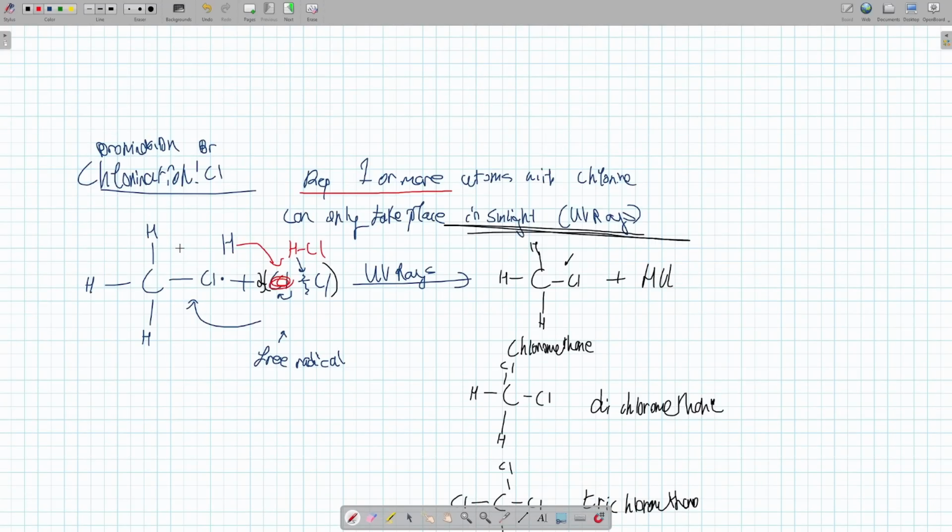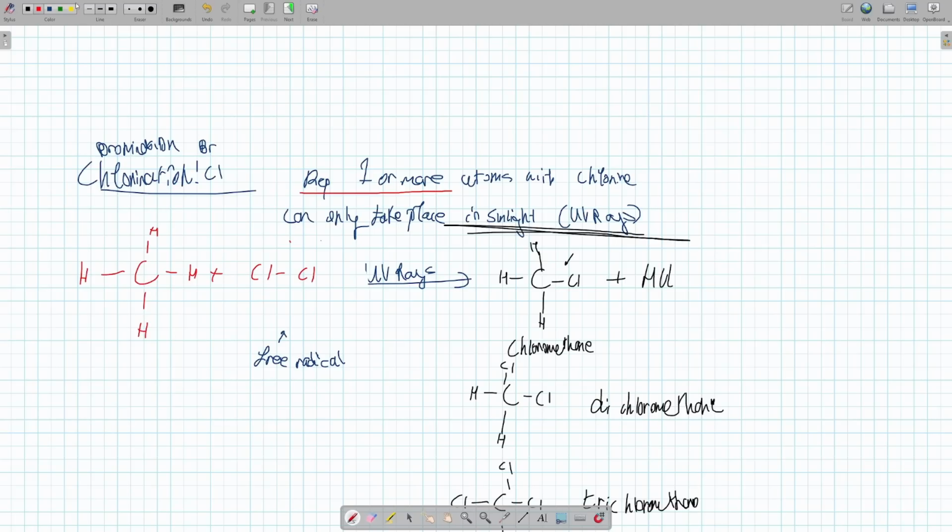Like I told you, you have an alkane over here. You have alkane plus a ClCl molecule. Let me use my bigger piece here. Okay, let's say you have an alkane, CH4. It's the easiest one to work with. Plus a chlorine molecule. You go and break it. What breaks it? The UV rays. This reaction can only take place in sunlight, in the presence of UV rays. They break the bond between the ClCl.